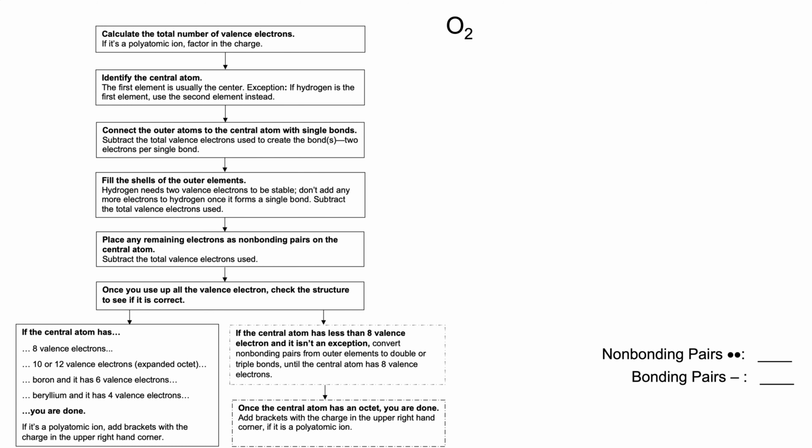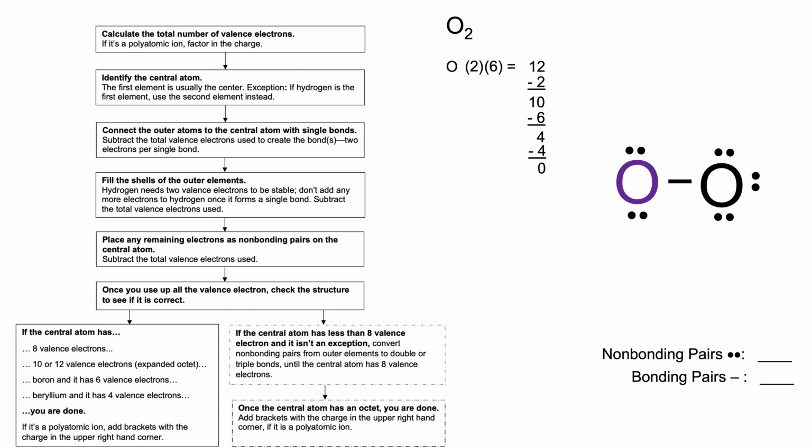To draw the Lewis structure for diatomic oxygen, my first step is to create the inventory. There are 2 oxygens, they each contribute 6 valence electrons. I multiply across to get 12. I'm going to treat one of the oxygens as the central atom, so the one that's in purple is going to be my central one, and I place the other oxygen next to it. I connect them with a single bond. That uses up 2 of my electrons, so now I have 10 left over. I fill the shell of the outer atom. I use up 6 electrons doing that, so now I have 4 left over. I'm going to place those 4 remaining electrons as 2 non-bonding pairs on that central atom, and now I've used up all of my electrons.